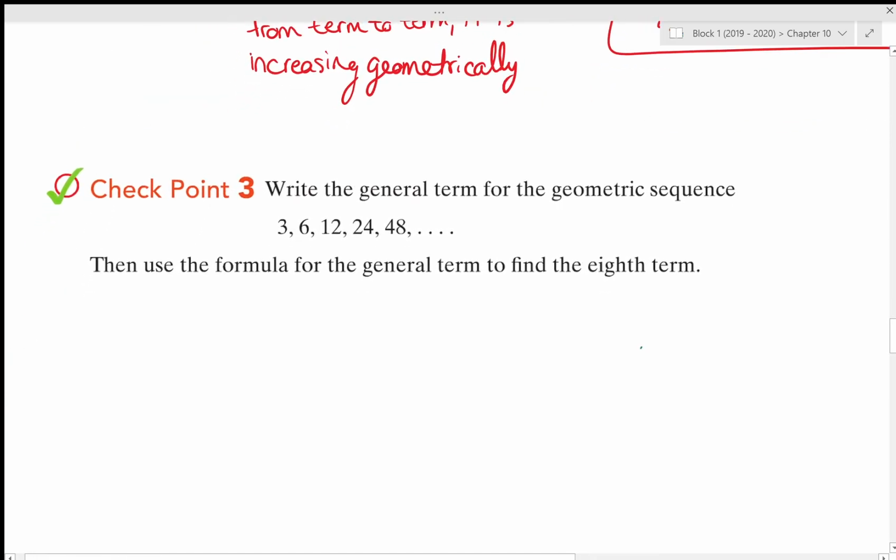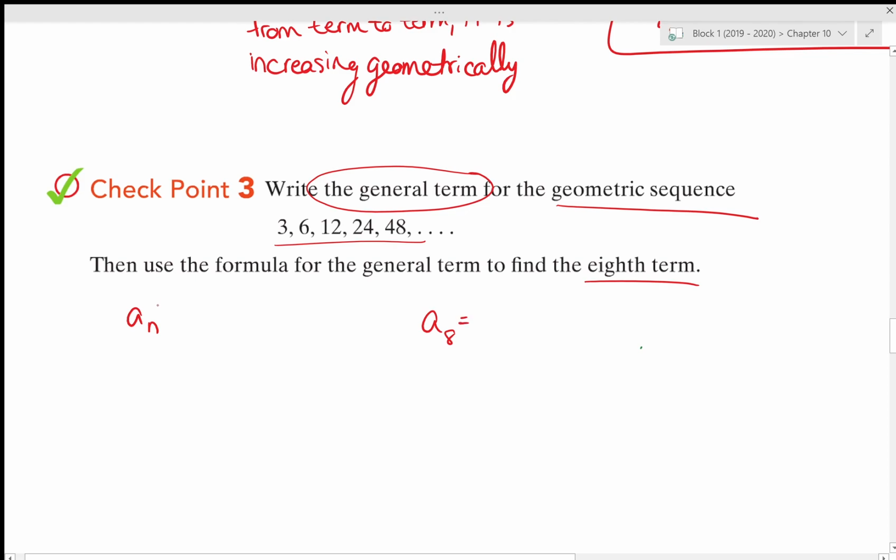Okay, so what I'd like you to do right now, it's not a word problem, but still something you could do. I want you to write the general term for this geometric sequence by being given what I gave you here, and then use the formula to find the 8th term. So I want A of n, and I want A of 8.